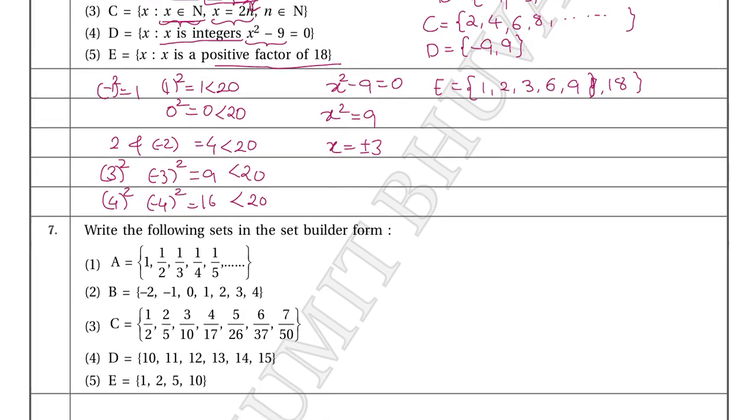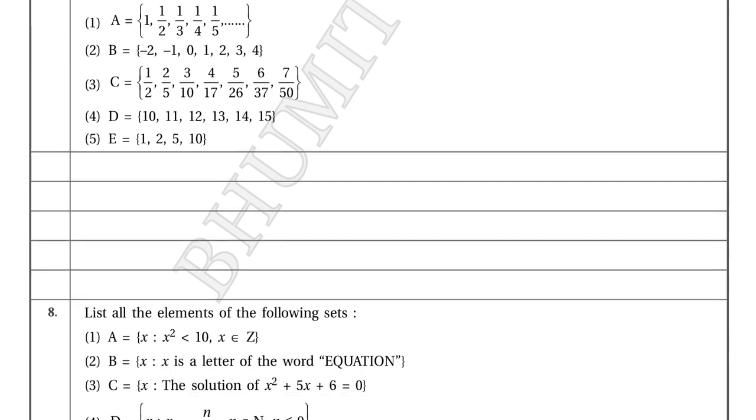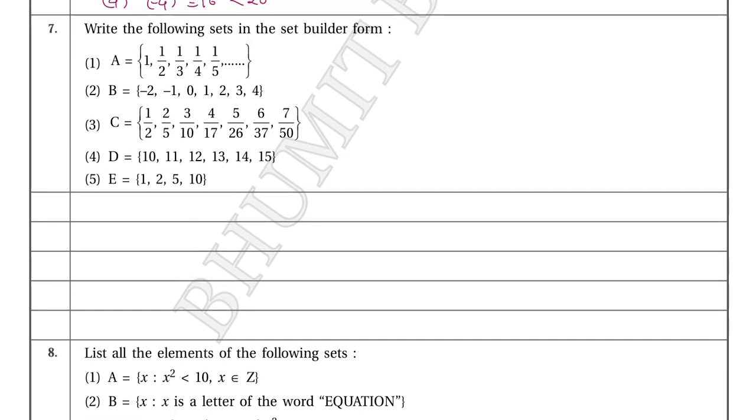Look at the next question. Now the converse part. Roster forms are given, and we have to write down the set builder form. So look at the first question. A is given as 1, 1 by 2, 1 by 3, 1 by 4, 1 by 5 and so on. So look at the pattern.